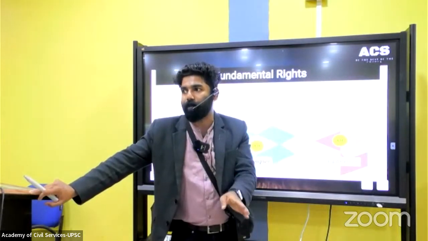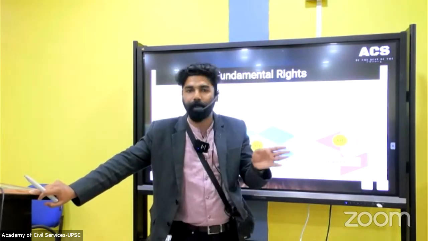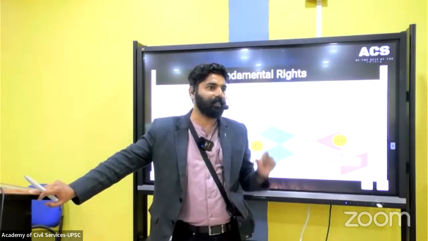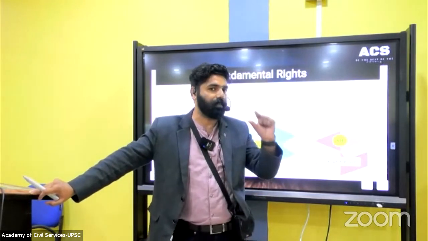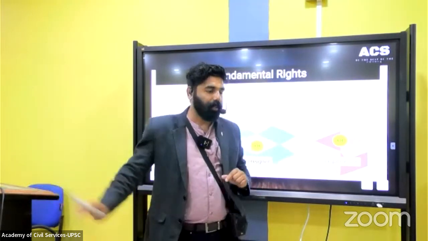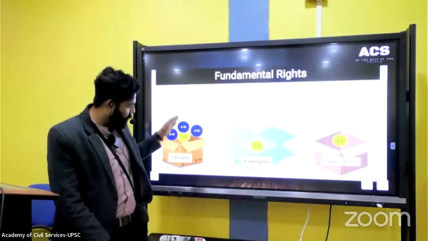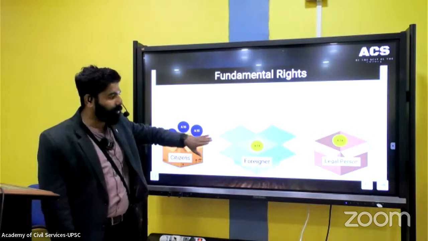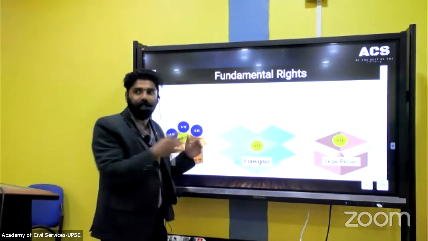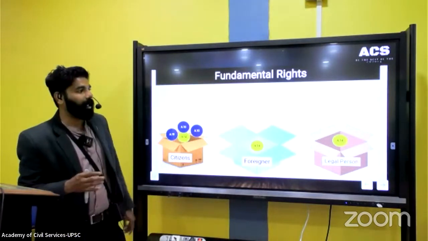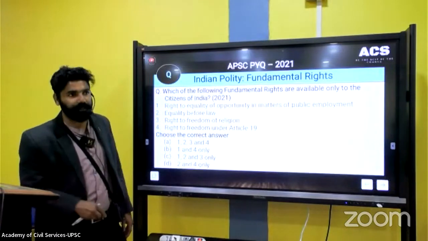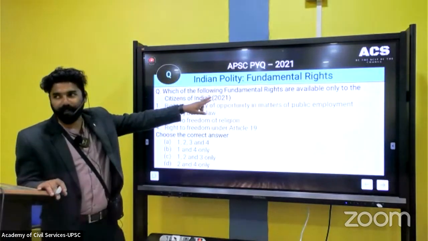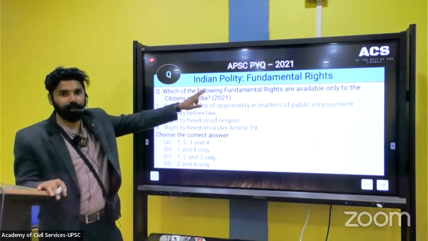Equal opportunity in public government jobs. UPSC, APSC exam. Citizen is the first criteria. You must be a citizen of India. That means Article 16 is an example where it is only available to citizens. Freedom of press, only available to citizens. Like that, this way we will study which are available, which are not available. And when we took a class in the last session, we discussed the APSC 2021 question.